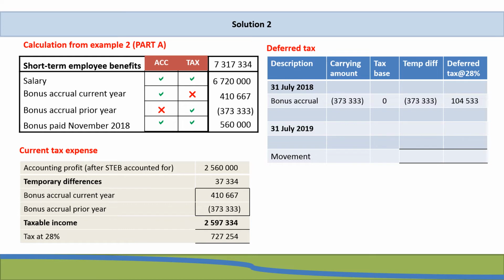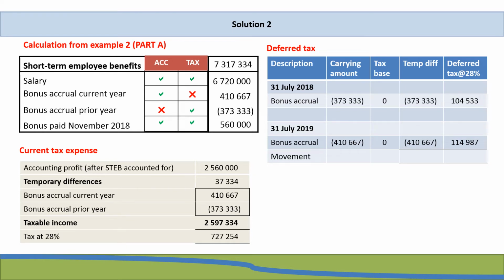Next, we have the current year end, which is 31 July 2019. The bonus accrual has a carrying amount of 410,667. The tax base is 0, as it is the carrying amount minus amounts deductible in future. This results in a deferred tax asset of 114,987 Rand. Now, again, remember we're dealing with a liability, and therefore the carrying amount is greater than the tax base, and it results in a deferred tax asset.